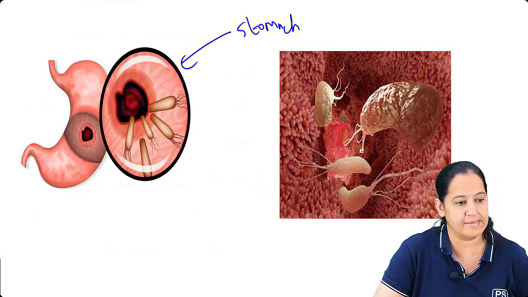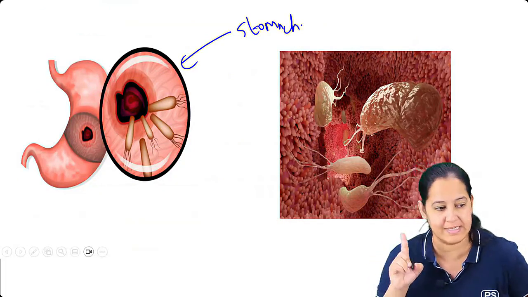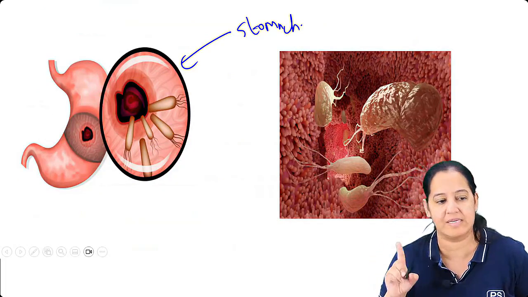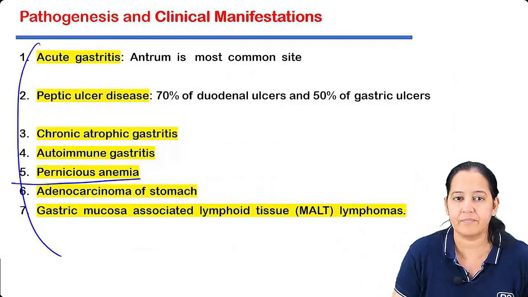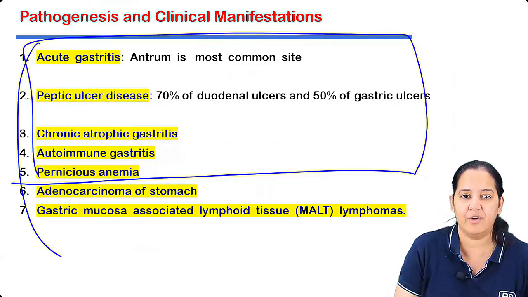All the diseases are in the stomach. It involves only one organ, that is the stomach. All 7 diseases. So 5 of them are benign and 2 of them are malignant.